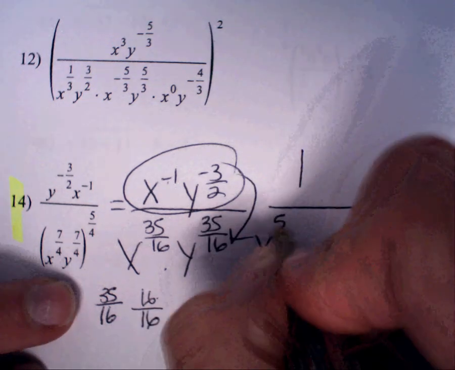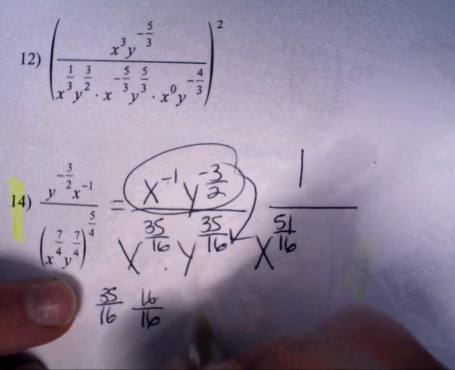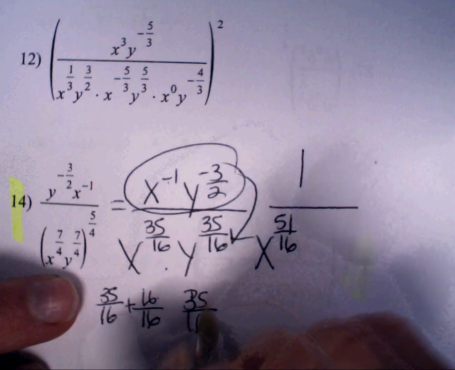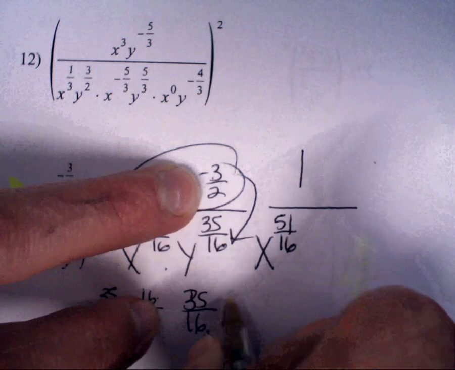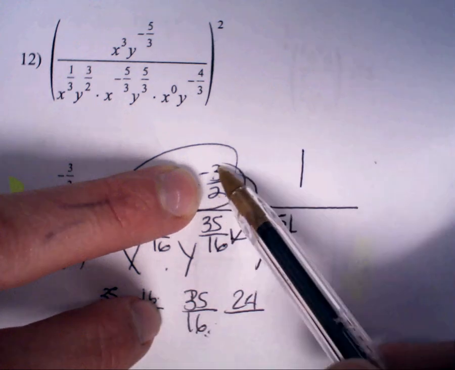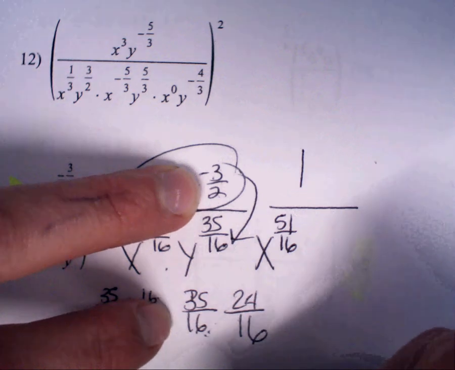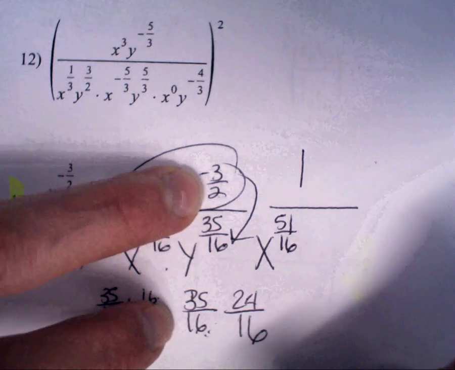When I bring this 3 halves down, 35 over 16 is going to need to add with the 3 halves. So 3 halves I need to make into a common denominator. So when I add 3 halves and 35 over 16, that's 24, I think. Hold on. Multiply by 8, yeah, 24 over 16. And so when I add those two, I get y to the 39 over 16.